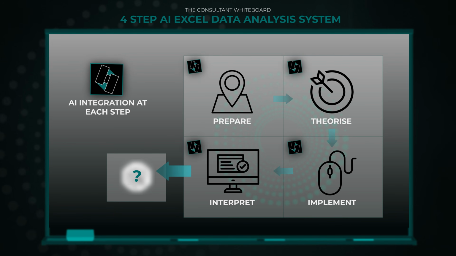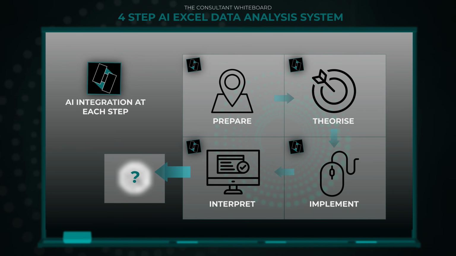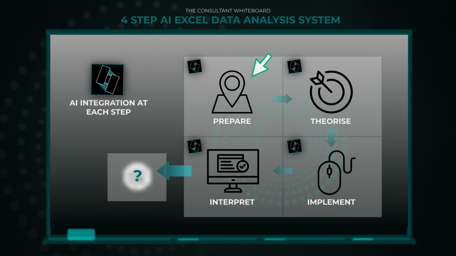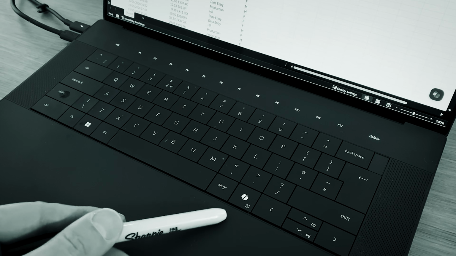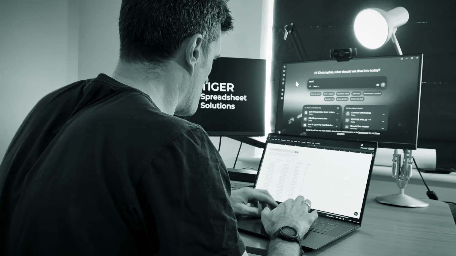Today, I'll walk you through a 4-step method to analyze any dataset in Excel using AI at each step, but the right way. Now, I'm only going to use a free AI tool today. I'm using Copilot, which came with my PC. You could use any free AI tool. So the first step in the preparation phase is to load your data into the AI tool.